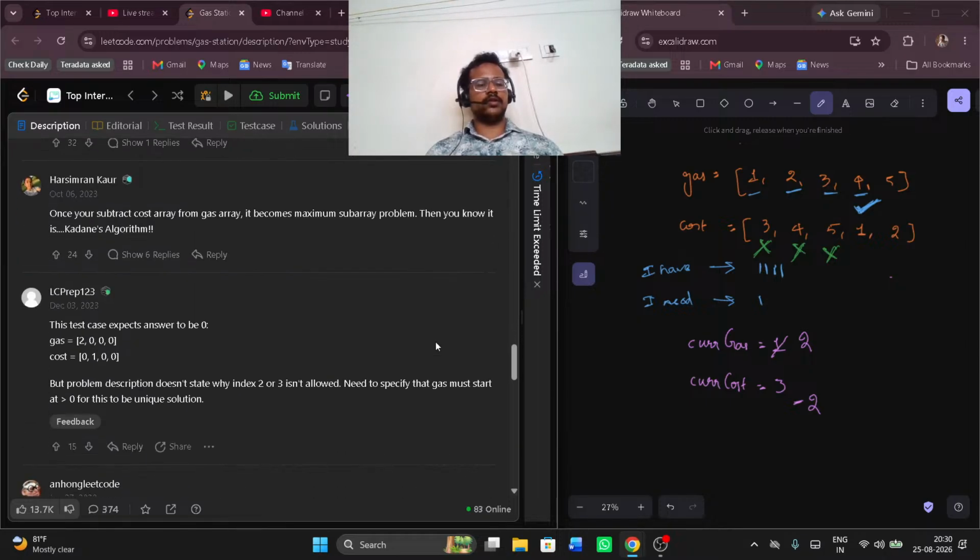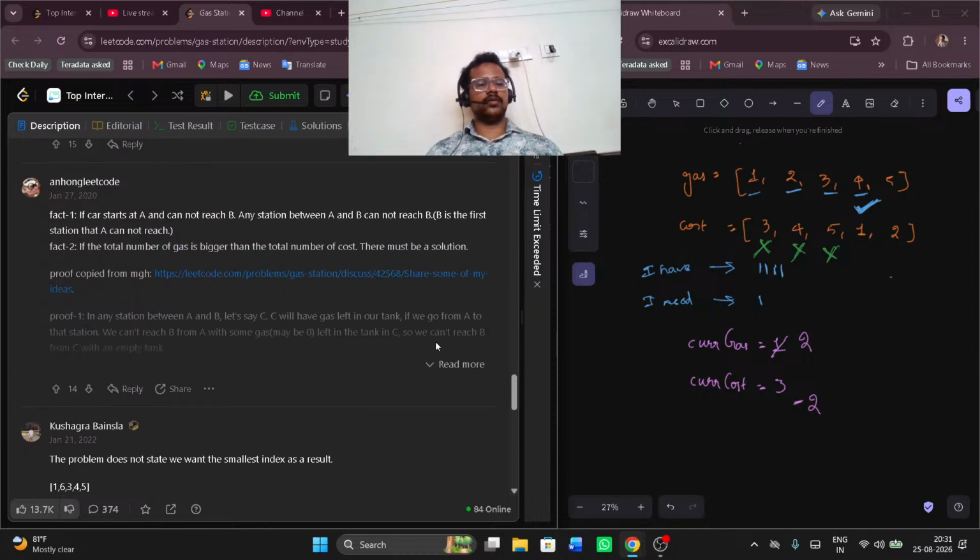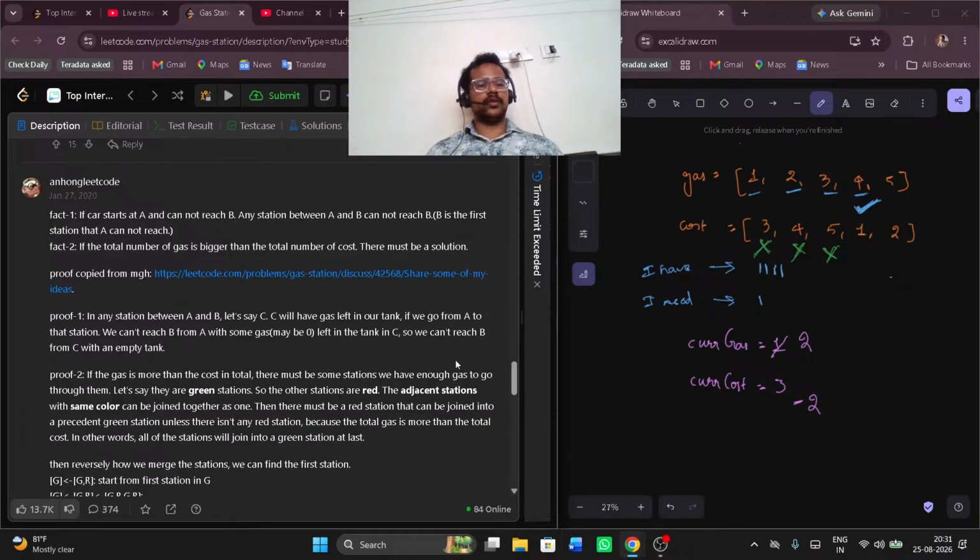Once you subtract the cost array from the gas array, it becomes a maximum subarray problem. Then you know it is Kadane's algorithm.